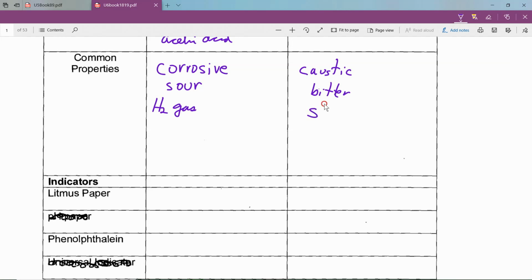If it's a solid, bases feel slippery to the touch. And you can add in more properties as you go through. You know that acids are going to neutralize bases, and bases are going to neutralize acids.